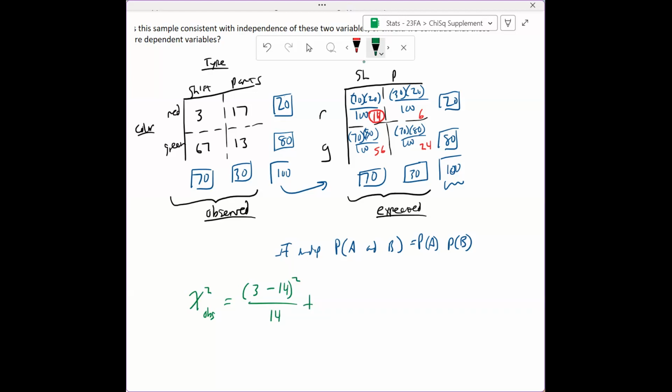So for the red shirts, the observed frequency was 3. The expected, if they were independent, is 14. Observed minus expected squared over expected. Same thing for the red pants. Observed minus expected squared over expected. Same for the green shirts. And for the green pants.